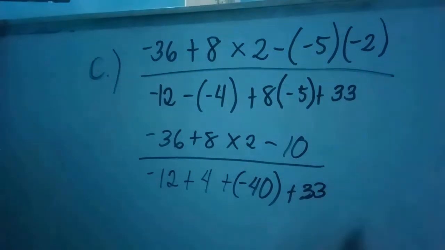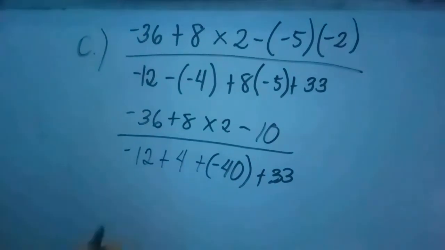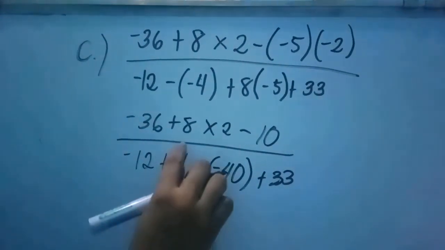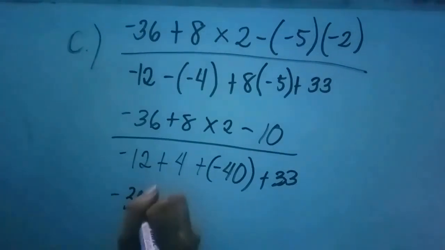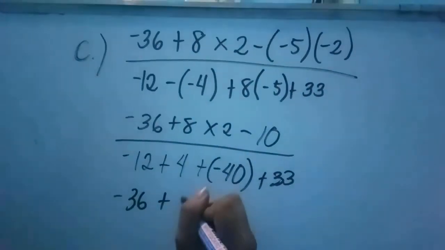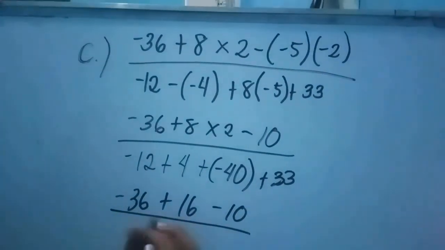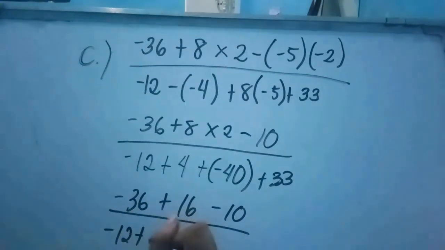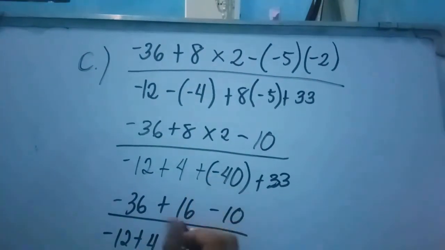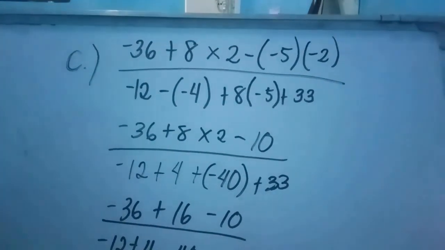Now let us add and subtract, then multiply the given numbers. So we have 8 times 2, so negative 36 plus 16 minus 10 all over, we have negative 12 plus 4, positive times negative is negative, then 40 plus 33.